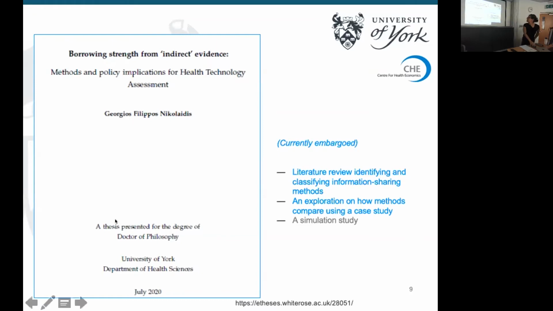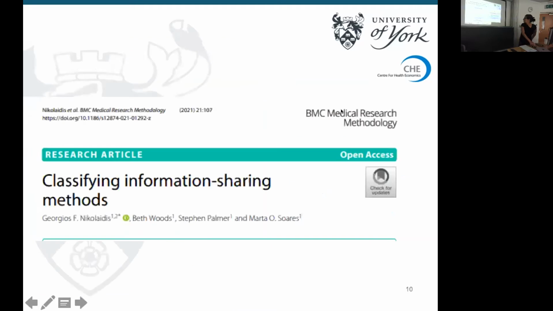This is based on the work of a PhD student of mine, George Nikolaidis. I think the thesis is currently embargoed because he embargoed it for publication, but he's happy to share if you email him. The first piece of work is already published from his thesis: identifying and classifying information sharing methods.